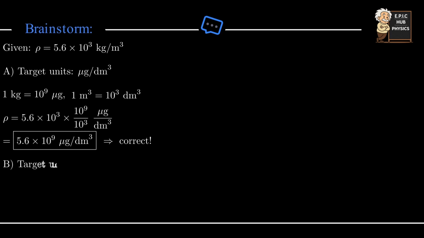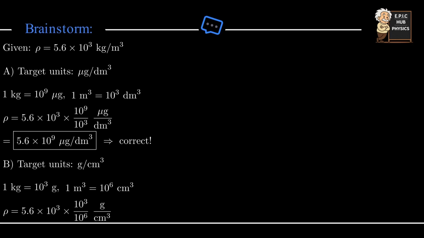Next, for option B, we convert the density into grams per cubic centimeter. 1 kilogram equals 10 to the power 3 grams. 1 cubic meter equals 10 to the power 6 cubic centimeters, because 1 meter is 100 centimeters, and 100 cubed is 10 to the power 6.